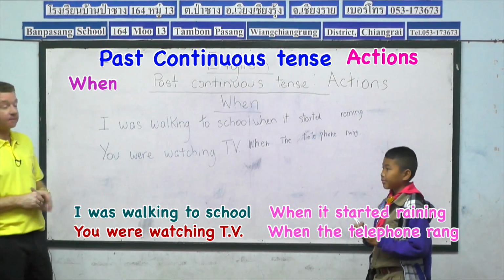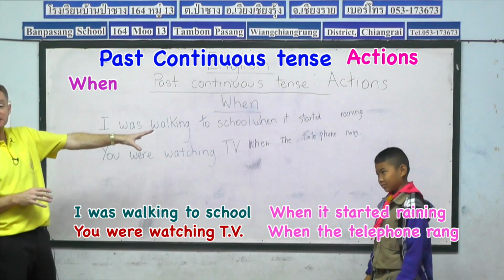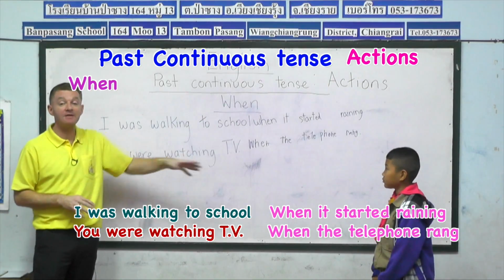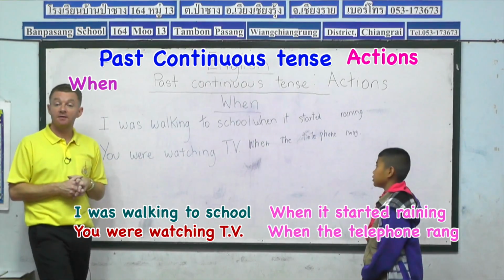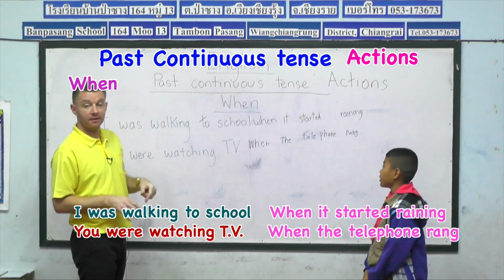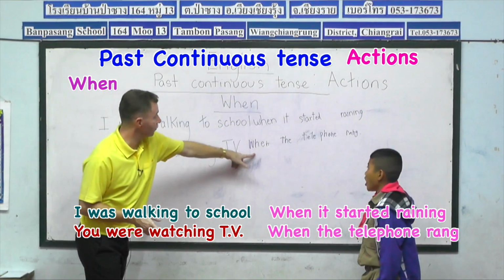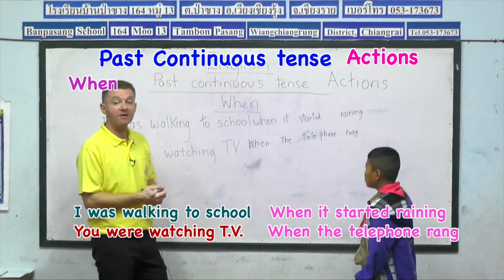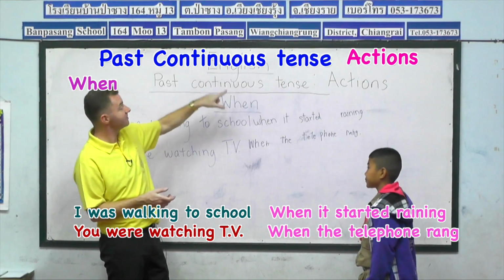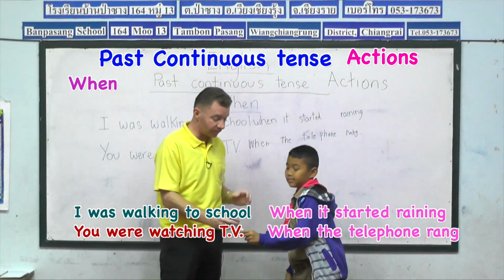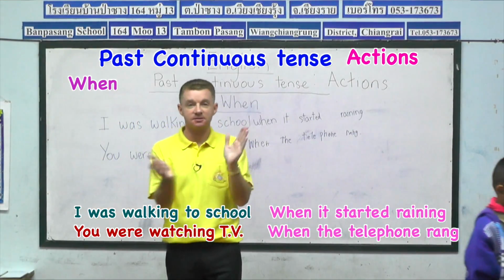So you can see the past continuous tense sentence. All together, guys. You were watching TV when the telephone rang. By using the word when, we've learned how to link the two actions together in the past continuous tense. Bang on, that was brilliant. High five. Big round of applause for bang on, please, guys.